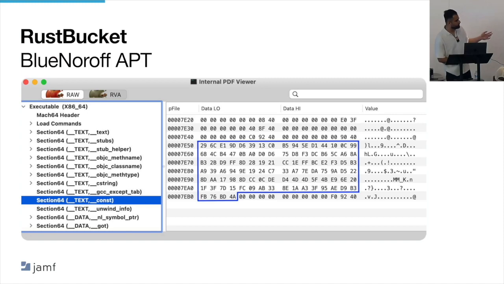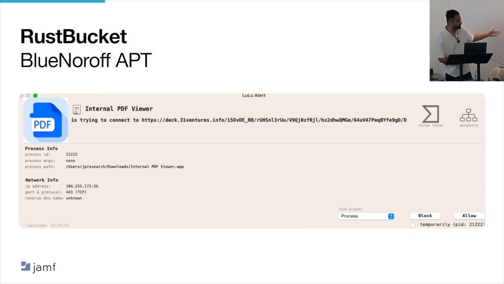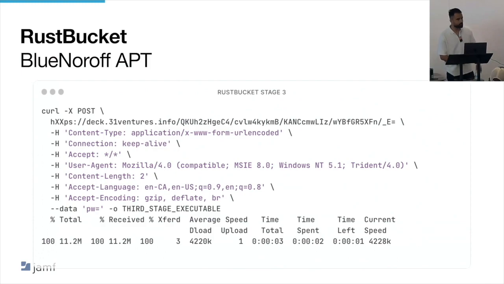And this was inside of the constant section of the executable. There was a hard-coded 100-byte XOR key, so we could use that to actually view the hidden component of the PDF. And then you'll see that it makes a connection to retrieve the third stage. We had some difficulty retrieving the third stage, and we just crafted a POST request with curl that met all the requirements in order to retrieve the third stage.